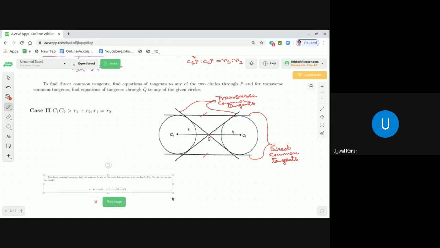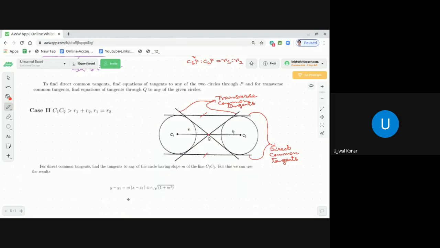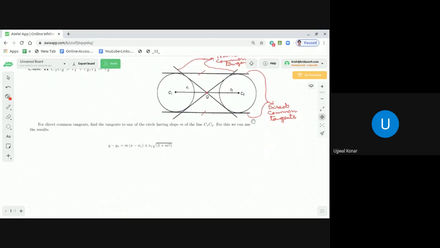So for the direct common tangents, dear students, let me show you here. For direct common tangents, it is actually plural, there are two. For the direct common tangents, find the tangent to any of the circle having slope m of the line C1 C2, because direct common tangents are parallel to C1 C2, so they will have the same slope as the line C1 C2. For this, we can use this equation, dear students, which we have discussed earlier.